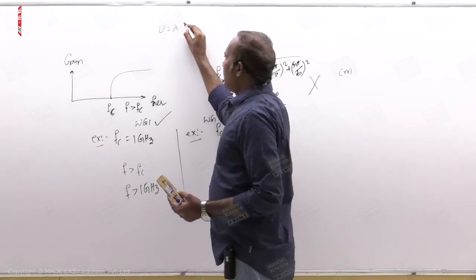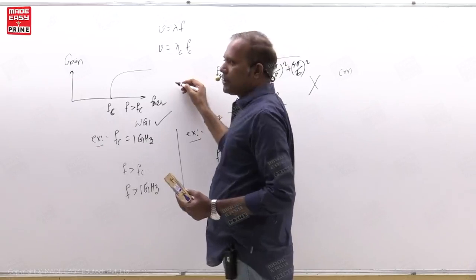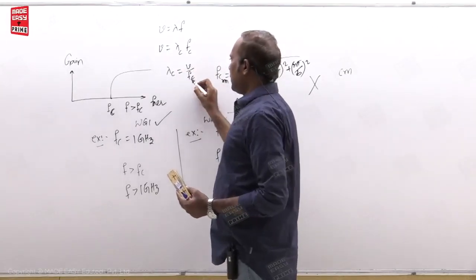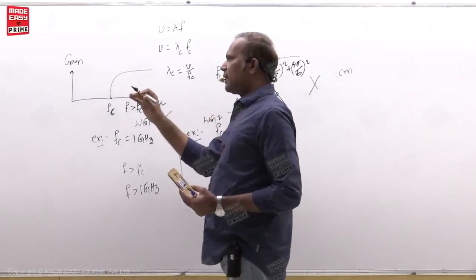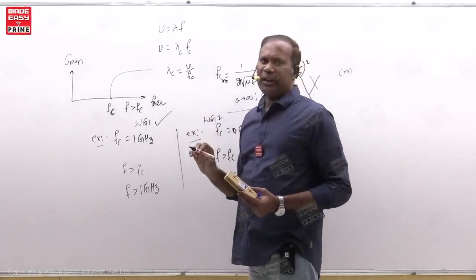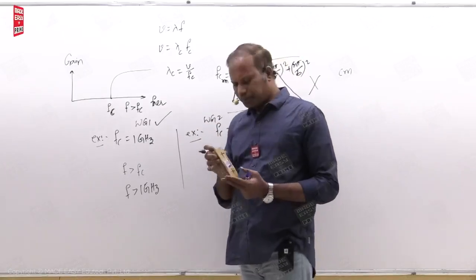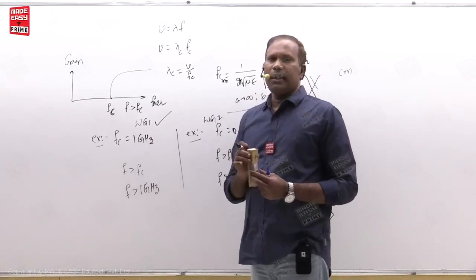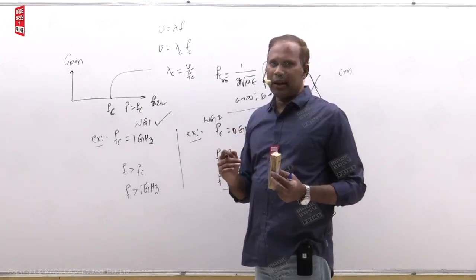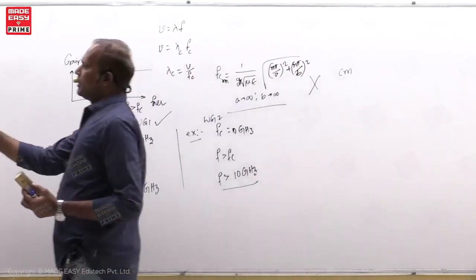For example, V is equal to lambda into F. If I take cutoff here, then you have to take the cutoff frequency. So lambda c is equal to V by Fc. So if the lowest cutoff frequency is there, that is called dominant mode. The cutoff frequency lowest means it is in the denominator, and the wavelength is highest actually. That is the definition of the dominant mode. So the mode having lowest cutoff frequency or highest cutoff wavelength is called dominant mode. That is the definition.